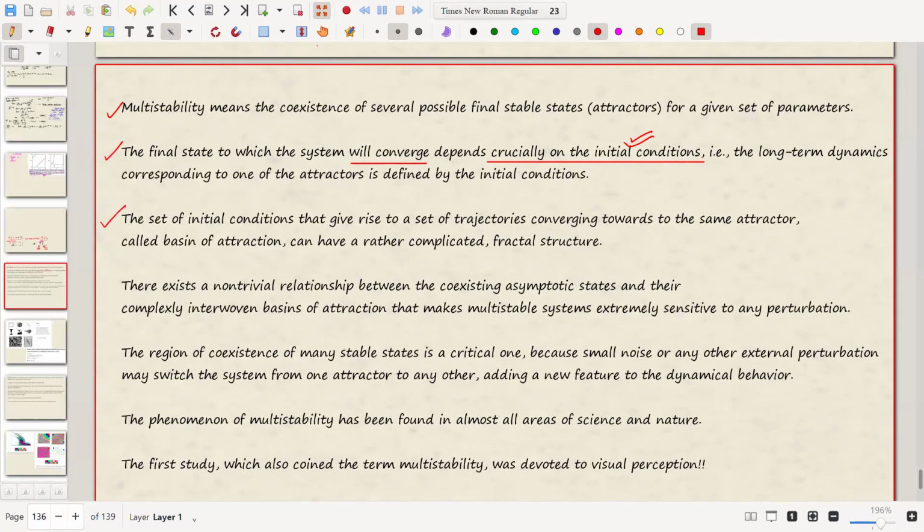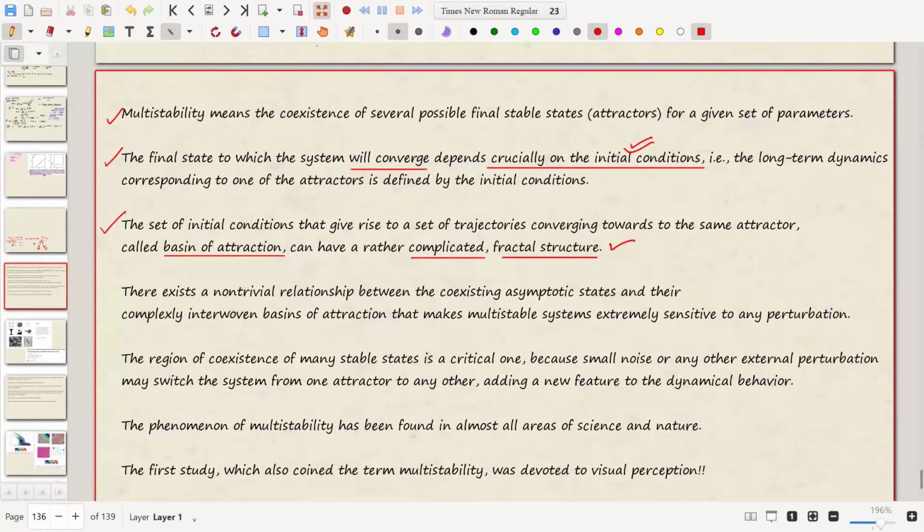The set of initial conditions that give rise to trajectories converging towards the same attractor is called a basin of attraction. What is a basin of attraction? It is computationally intensive to plot. If you want a very fine resolution, it can take some days also. So that's where parallel computing comes in, using different cores or a cluster. And usually the basin of attraction, if you see, is rather complicated and exhibits a fractal structure.